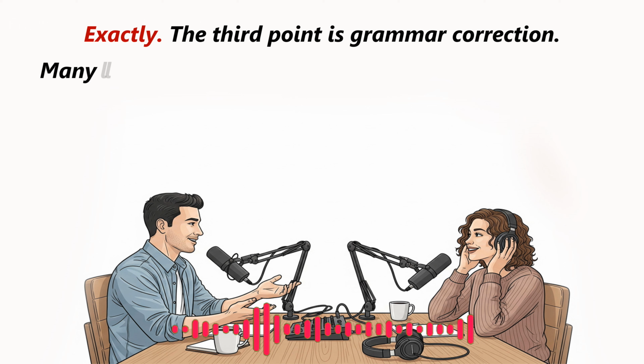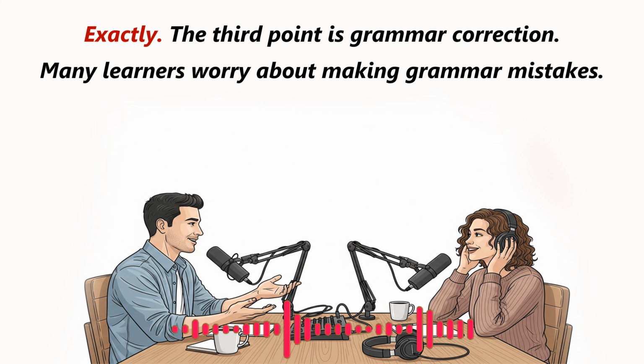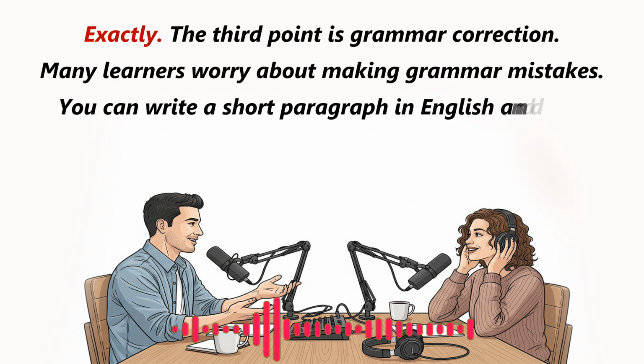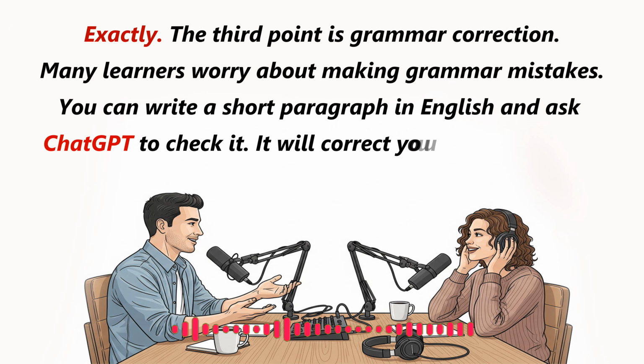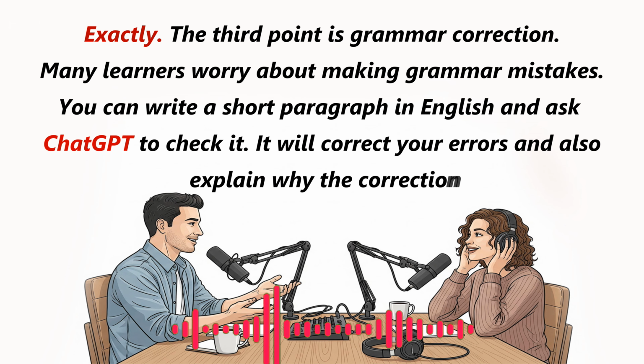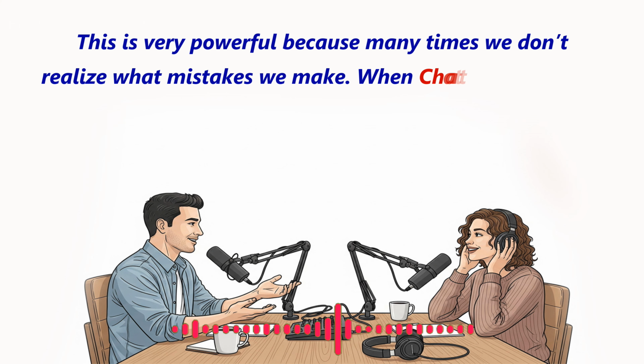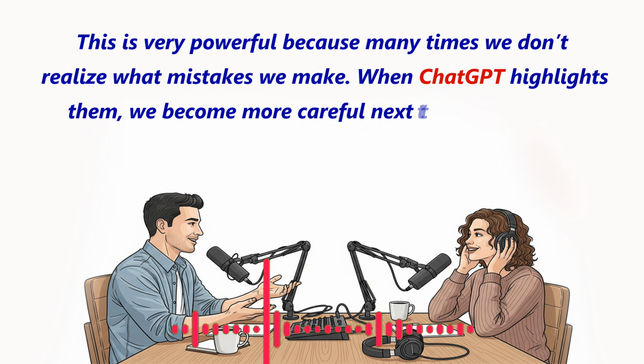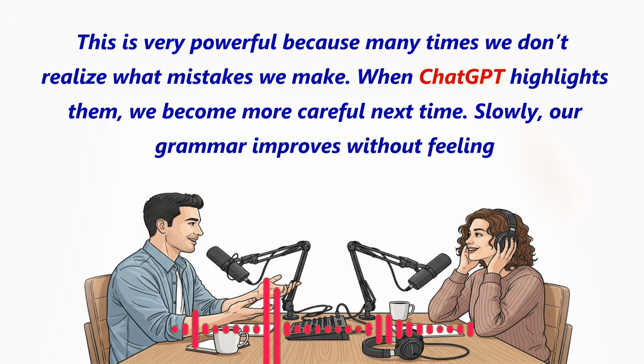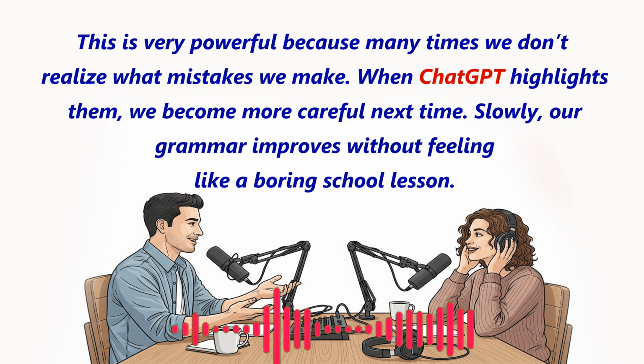Exactly. The third point is grammar correction. Many learners worry about making grammar mistakes. You can write a short paragraph in English and ask ChatGPT to check it. It will correct your errors and also explain why the correction is needed. This is very powerful because many times we don't realize what mistakes we make. When ChatGPT highlights them, we become more careful next time. Slowly, our grammar improves without feeling like a boring school lesson.